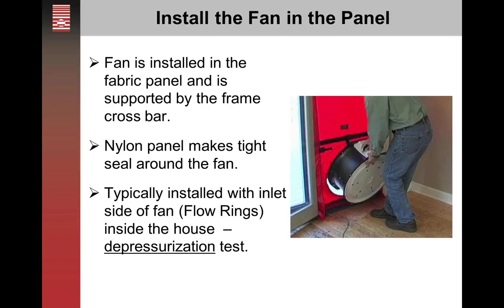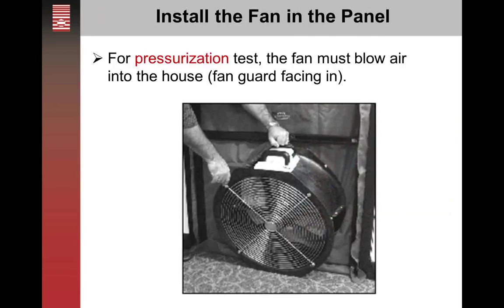we want the fan with the flow rings on the inside of the house, just as we have in this picture. If we're going to do a pressurization test, we will have the flow rings on the outside, and what you'll see on the inside of the house is the exit guard of the fan. It'll be pretty noticeable too, because when you turn the fan on, the air will be blowing at you while you're inside the house. Some people ask, what's the difference between doing a pressurization or a depressurization?